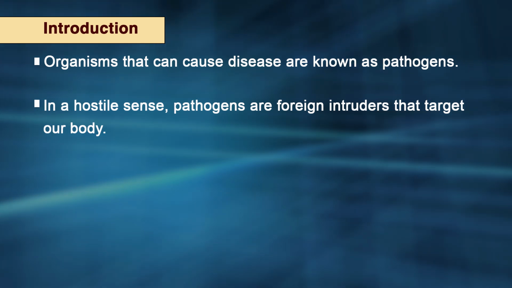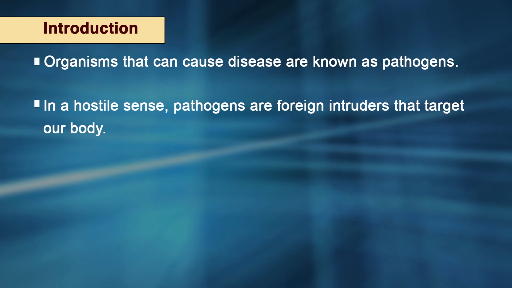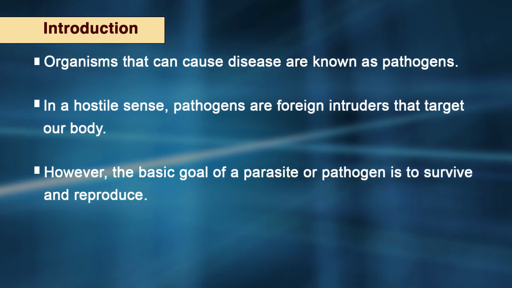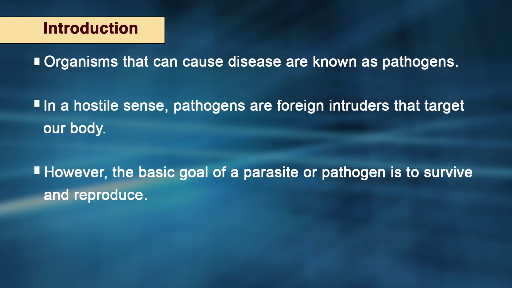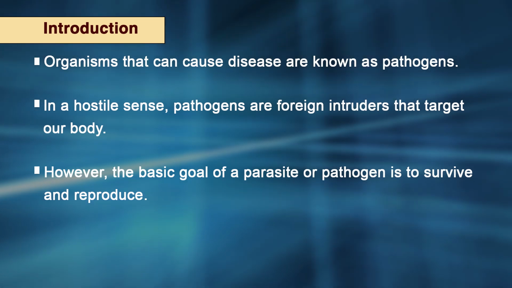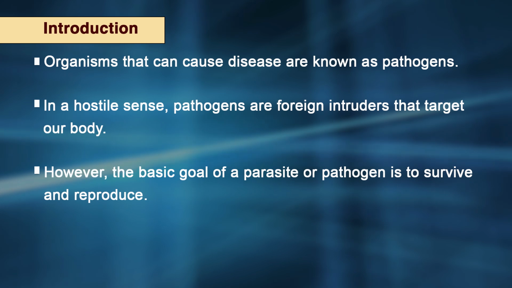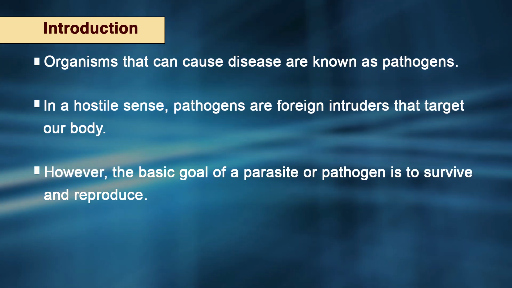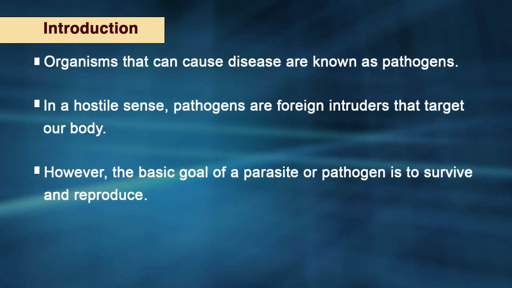In a hostile sense, pathogens are foreign intruders that target our body. However, the basic goal of a parasite or pathogen is to survive and reproduce, just like any other organism. The definition of a pathogenic organism is an organism capable of causing disease in its host. A human pathogen is capable of causing illness in humans.